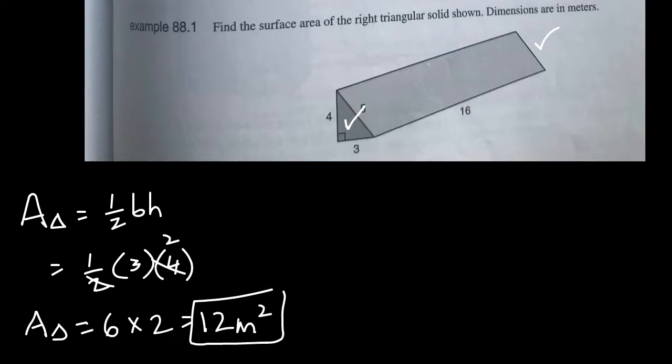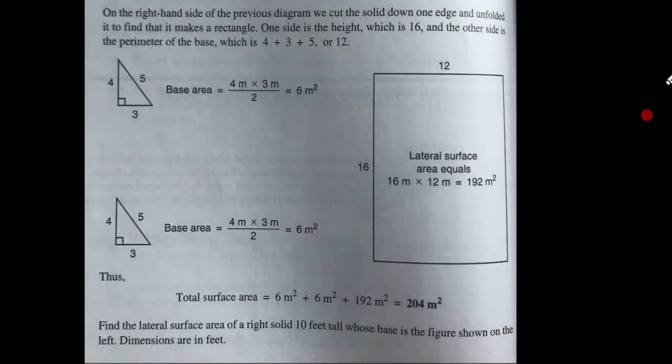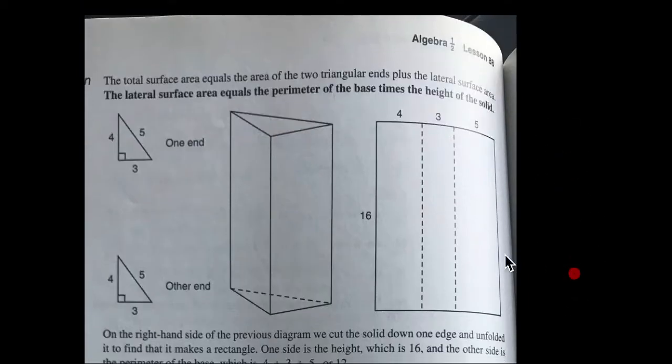Now I'm going to flip over here for 1 second and then I'm going to come back. So here is this figure that we're doing. If we stood it up on its triangular side, you can see that the base is the triangle and the height is going to be 16. If you were to lay this all out, we would have the triangle. There's our 4, 3, and 5. So that's the perimeter of the triangle. So let's go back to where I was.